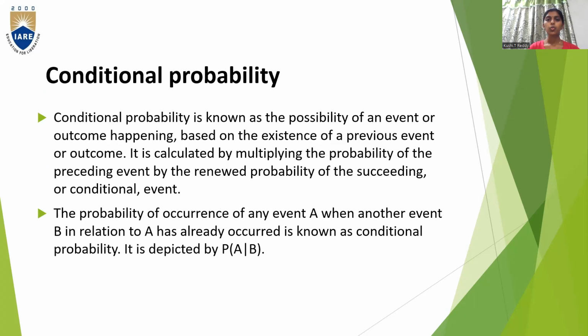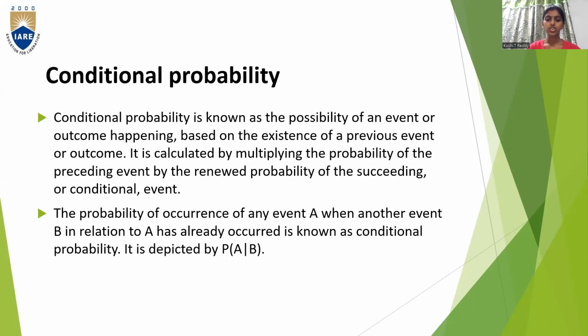So now let us know about conditional probability. Conditional probability is known as the possibility of an event or outcome happening based on the existence of a previous event or outcome. It is calculated by multiplying the probability of the preceding event by the renewed probability of the succeeding or conditional event.